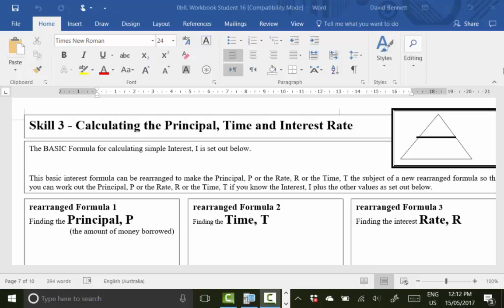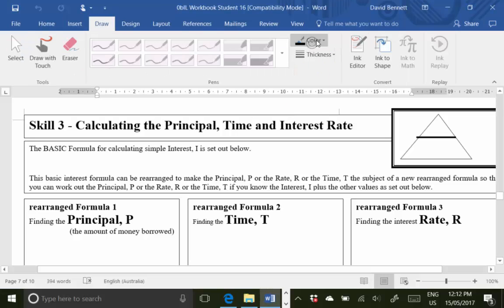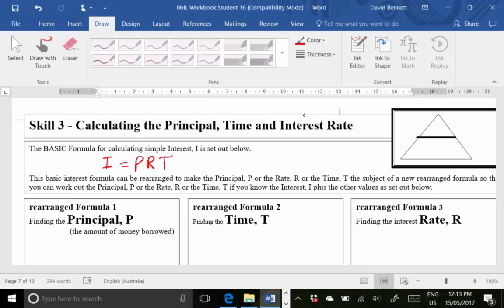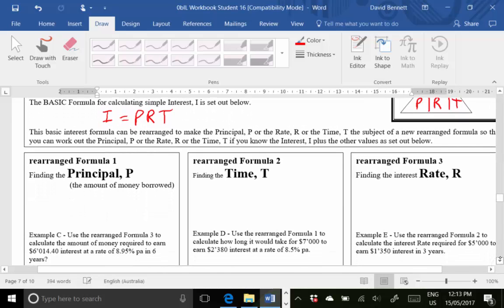So the key formula that we've got over here, and I'll draw in red if that's all right. Our interest is equal to the principal times the rate times the time. So coming over to our triangle, I is equal to P, our rate R, and T over here, time. Now the next thing, we're going to do three examples of interest rate questions using the formula.